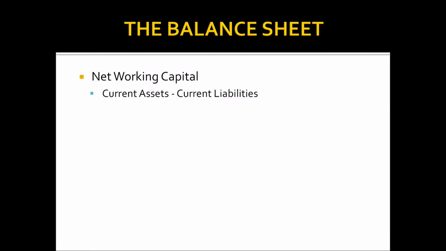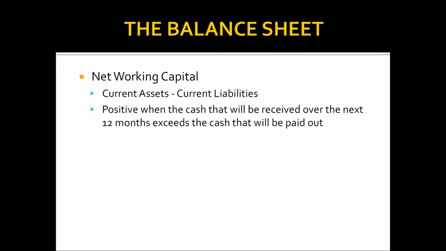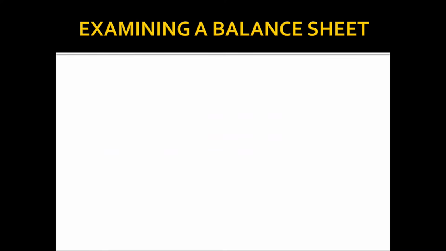When you're looking at net working capital, you think to yourself, is the cash that is going to become available within the next year, so current assets, those assets that will be converted to cash in less than 1 year, exceeding the cash that must be paid out, your current liabilities, over that same time frame? That's what net working capital is. It is positive when the cash that will be received over the next 12 months exceeds the cash that will be paid out. As I mentioned, healthy firms oftentimes have a positive net working capital.